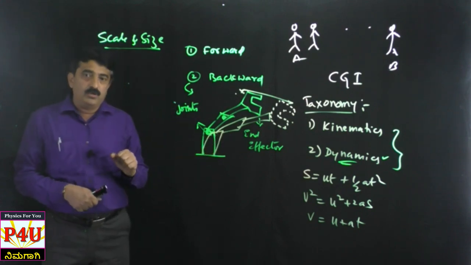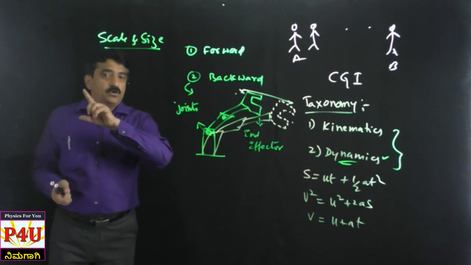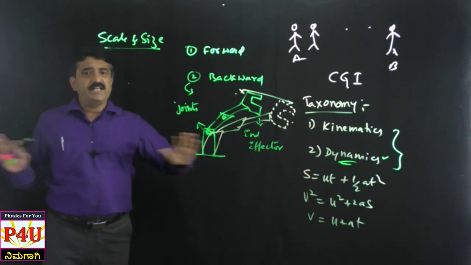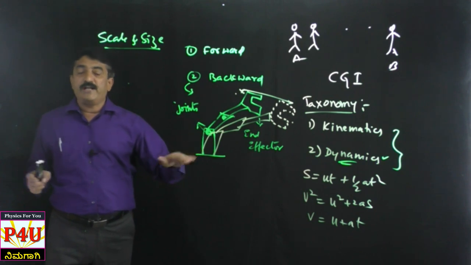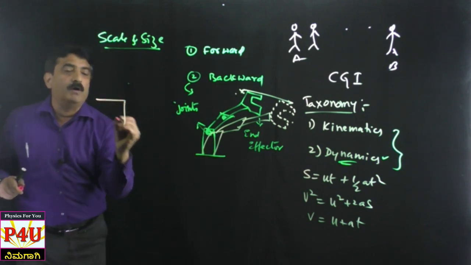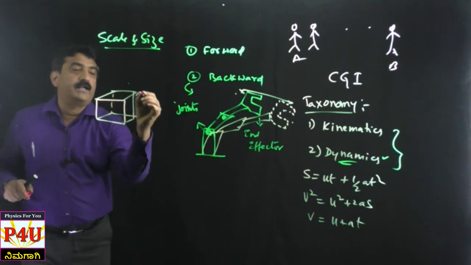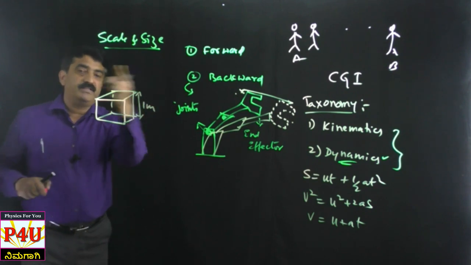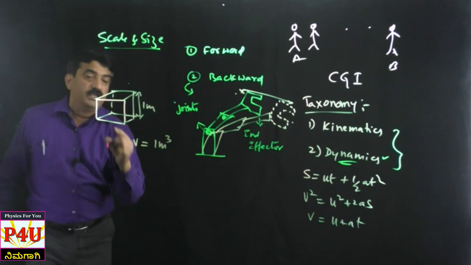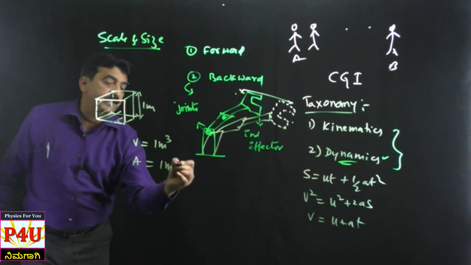Why I am telling you this: when you reduce or increase the size, volume and area do not increase in the same proportion. For example, I have a cube of dimension 1 meter, every side 1 meter. So the initial volume is 1 meter cubed. The initial surface area, any one surface, is 1 meter squared.